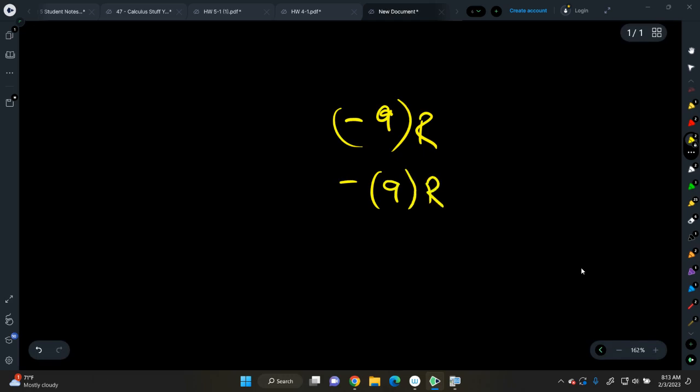Inside the parentheses or not? Can it just be on the left side of the R? Doesn't matter. If you mean, did you do like -9 in parentheses, or did you do this? Is that what you mean? No, I'm saying I did the negative, then the R, and then the 9 in parentheses. That's okay. Yeah, that's okay. Okay, so let's look at an example here.